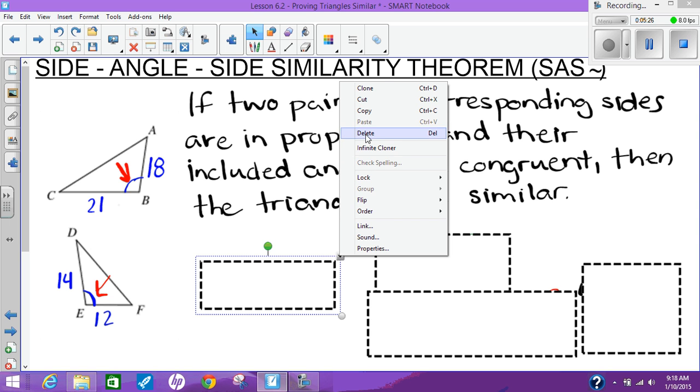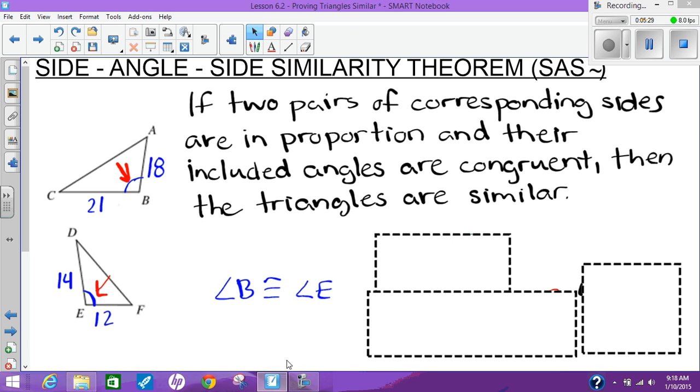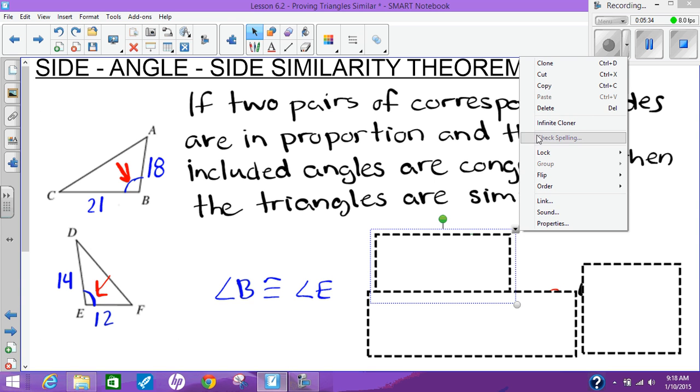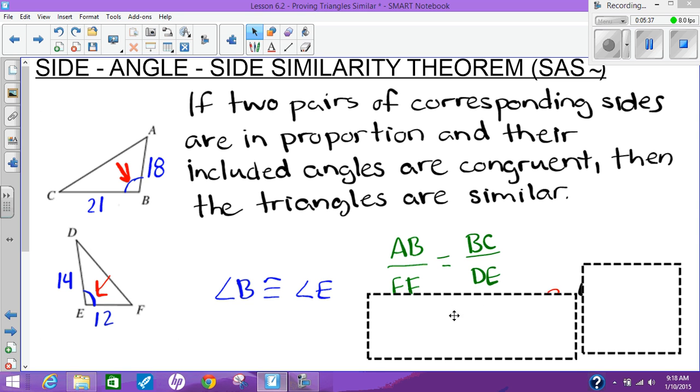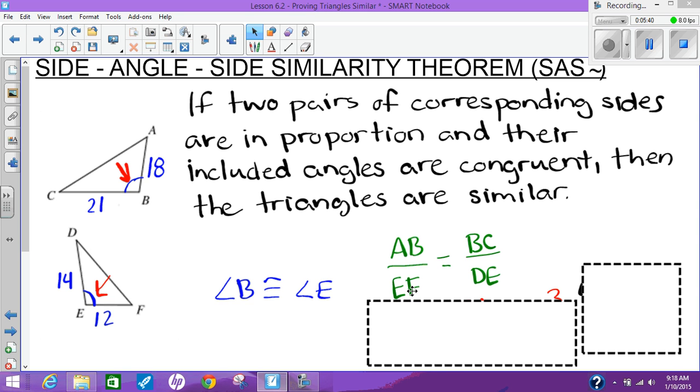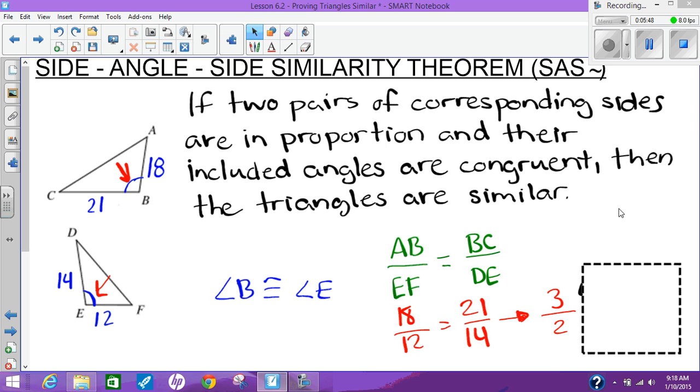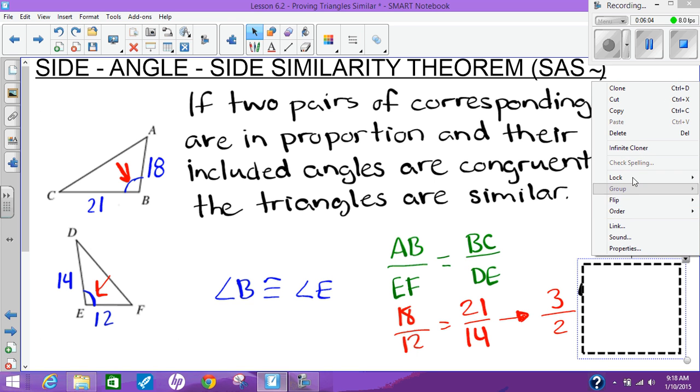So from the picture we know that angle B is congruent to angle E. And we'll need the length of AB over the length of EF to be equal to the length of BC over the length of DE. And if we take those values for the lengths and we put them in ratios, we can see that they are equal. They both simplify, 18 over 12, 21 over 14, both simplify to 3 over 2. So they are in proportion.